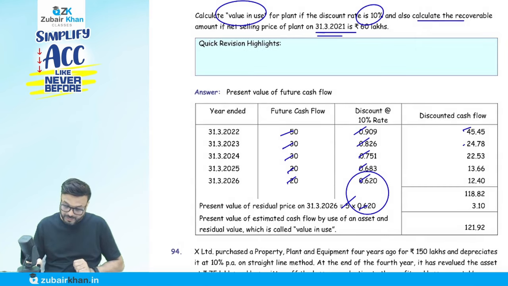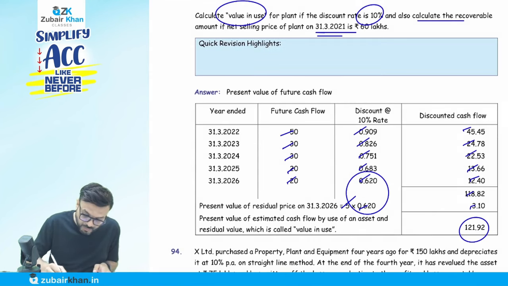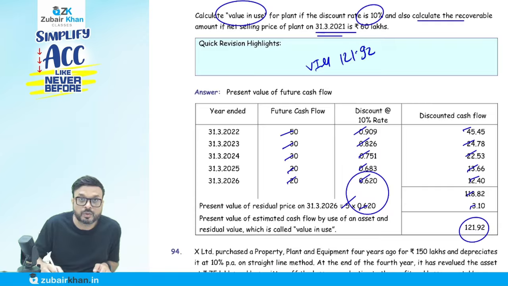So we calculate their present value here, and this is the total present value, the value in use. My value in use is coming 121.92, and the net selling price is 60. So whichever is higher, this is the higher. So this is the recoverable amount.